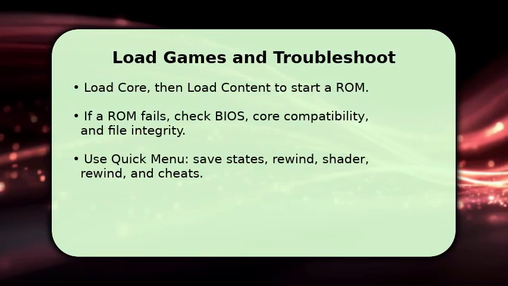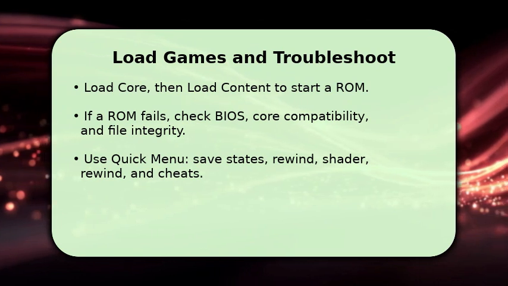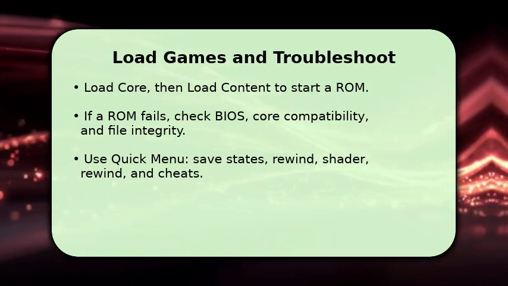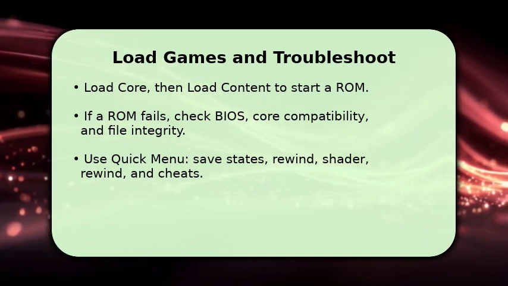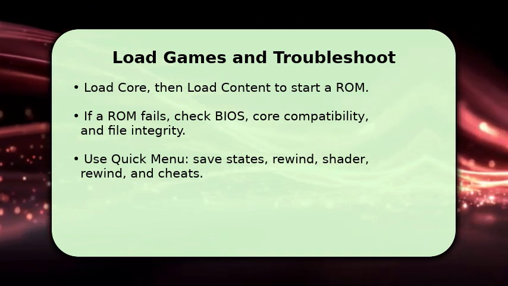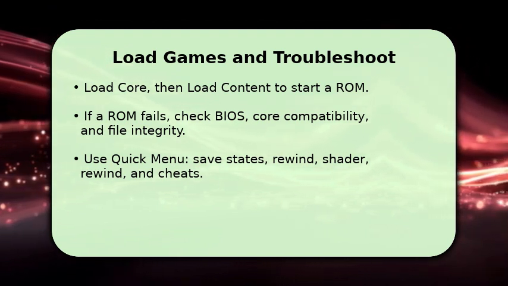Finish by loading a core and then loading content. Choose the ROM from your configured path and confirm the core selection if prompted. If it doesn't run, check that the correct BIOS files are installed, confirm the core supports that ROM region, and try a different core or redownload the ROM if corrupted.